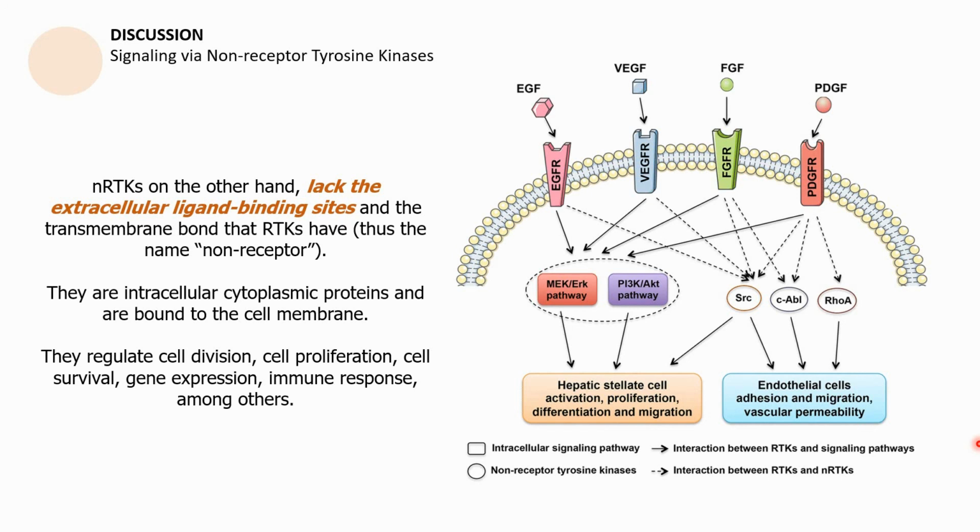On the other hand, ang mga NRTKs naman, they lack the extracellular ligand binding site. Wala rin silang transmembrane. Meron lang sila yung functional part niya dun sa loob ng cell. An NRTK, wala siya nung extracellular ligand binding site. Wala rin siya ng transmembrane. Okay, so kaya nga siya tinawag na non-receptor. Ang mga NRTKs are intracellular cytoplasmic proteins and they are bound to the cell membrane. Naka-standby lang sila sa cell membrane.